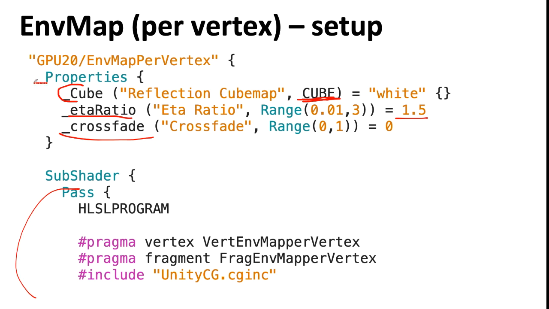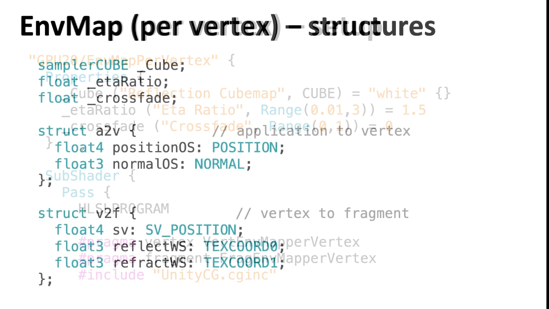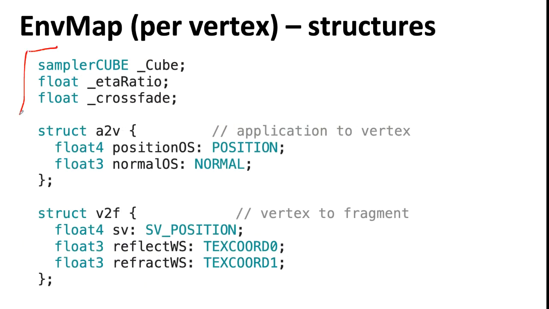As usual, it's not sufficient to just declare these variables in the properties list. You also have to explicitly declare their types in the shader code itself. So instead of sampler2D, this is now a samplerCUBE type. The information we're passing in for each vertex is just a position and a normal. I left out all of the 2D texture mapping stuff just to focus on the cube maps in this lecture.